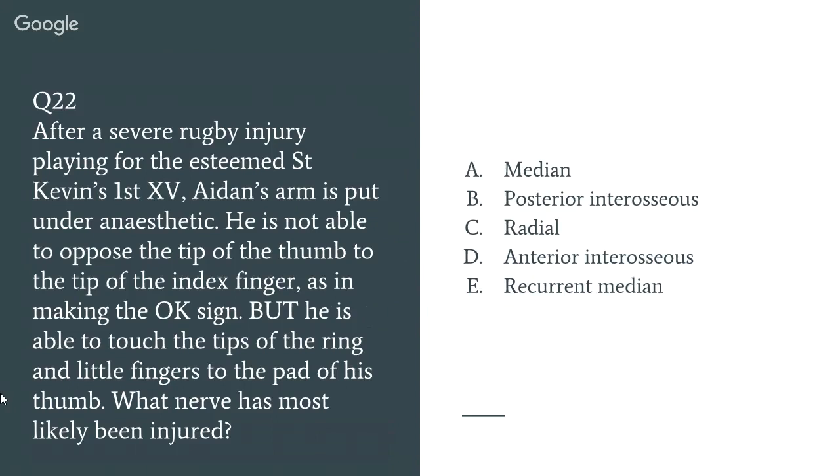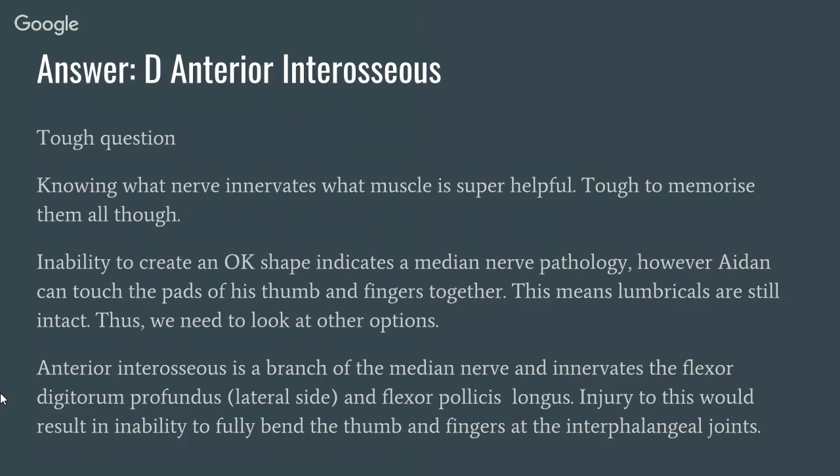Anyone have an answer? A? Close. What was that? I'm hearing a very broad spectrum of answers. D? Yes? No? All right. So this is a reasonably tough question, and it was meant to be. The answer is D, which is your anterior interosseous nerve.